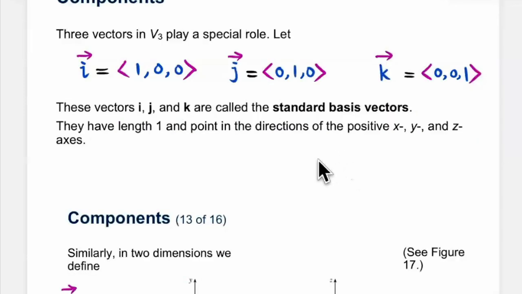Now this is the i, j, k that you were asking about. There are 3 special vectors in V3. Remember V3, the elements will be 3-dimensional vectors. These 3 you should pay special attention to. Those are the i, j, k vectors.